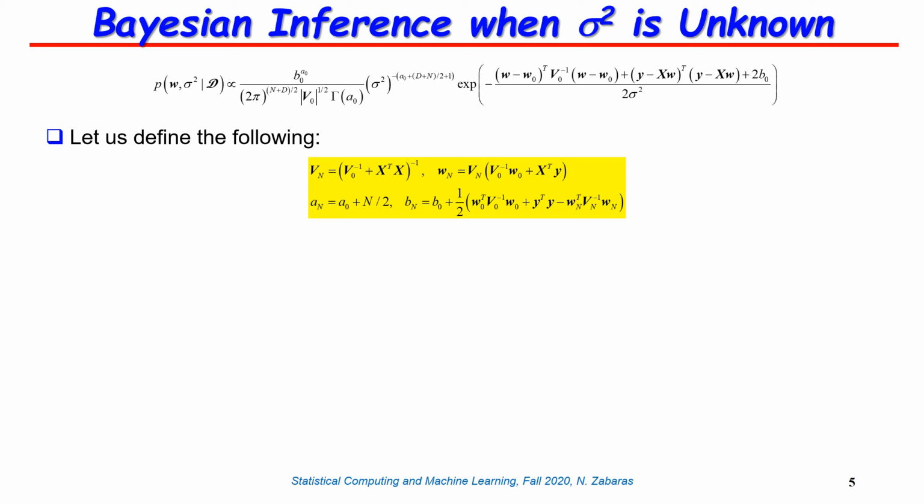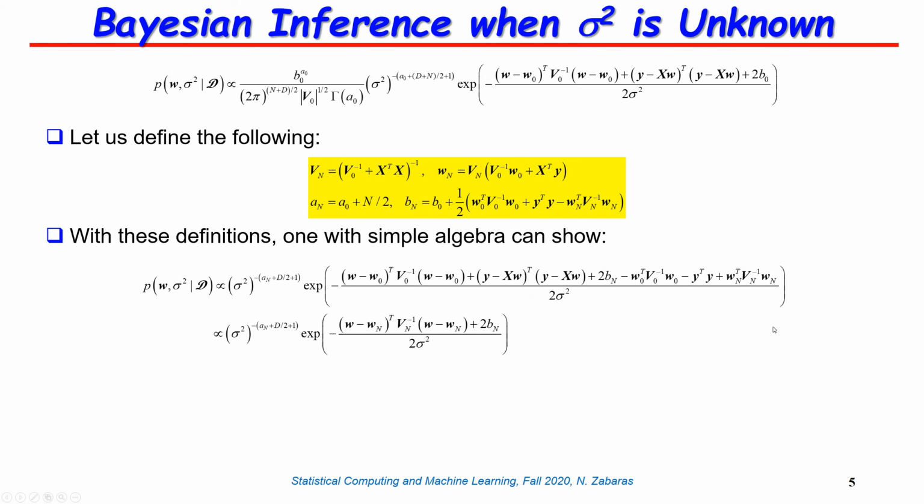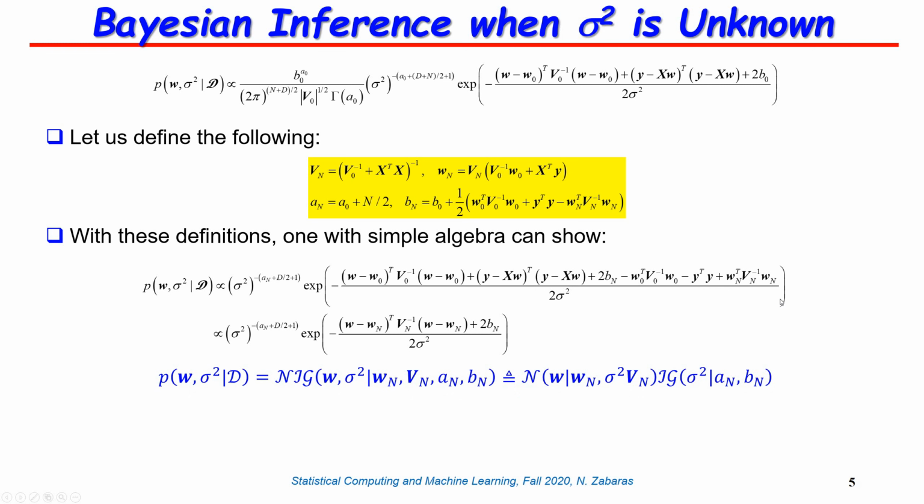The only difference is that W comes as parameters to define the mean of that Gaussian. That's the only difference. So if you define Vn to be this, Wn to be that, An to be this, and Bn to be what you see here, then with some minimal algebra, it turns out that the joint posterior of W and sigma square is a normal inverse gamma, exactly in the same form as our prior, but with updated parameters that you see on the top.